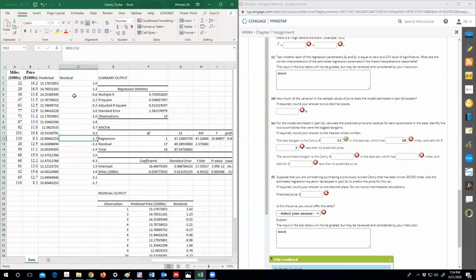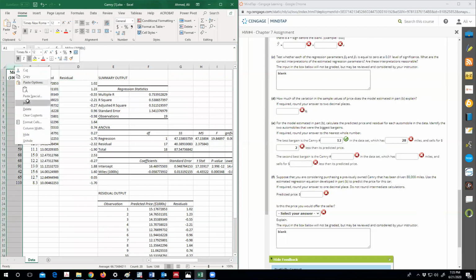So the best bargain is negative 2.3, which is 13, which is actually 12 in this. It's just a little weird because the label moves it down one. It is 28 miles. So let's try to make it 2 decimals. It's weird how it said that 2 is wrong also.